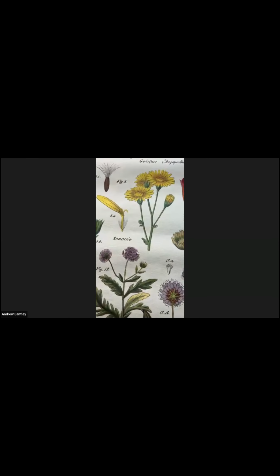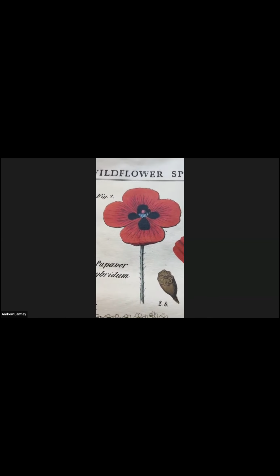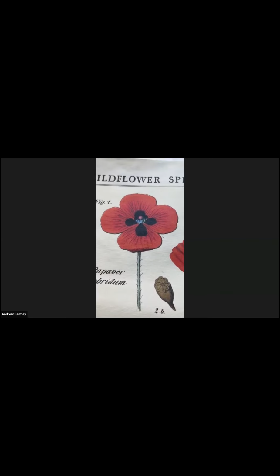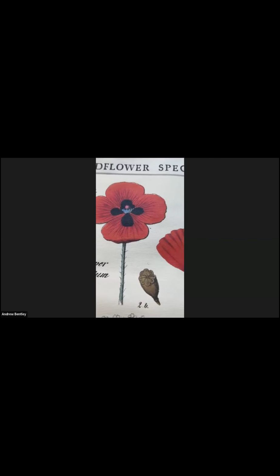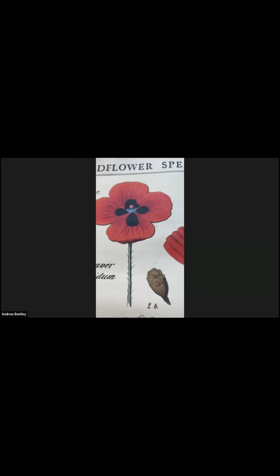All right, so for instance, here's a poppy. It's a very simple type of flower. The poppy has just petals, regular petals. They're not composite flowers. A lot of the ones in this poster are composite flowers, which are a little bit different. But that's the poppy, and you can see that it has those petals.